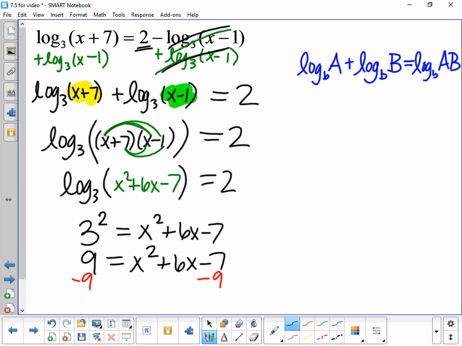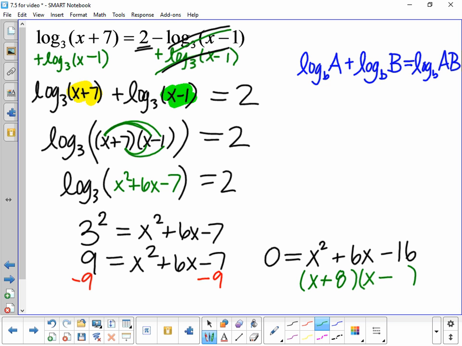So if we subtract the 9 from both sides, and we do that because in order to try factoring, or in order to try the quadratic formula, we have to have our equation equal to 0. So we have an x squared plus a 6x, and now it's a negative 16 constant at the end there, so minus 16. So now if we try factoring this, we're thinking of factors of negative 16, and we need them to add up to 6 in order to factor this. So it would be an x plus 8 and an x minus 2.